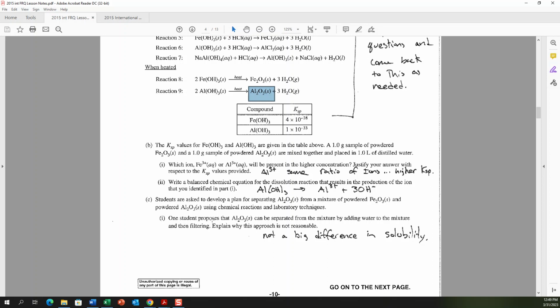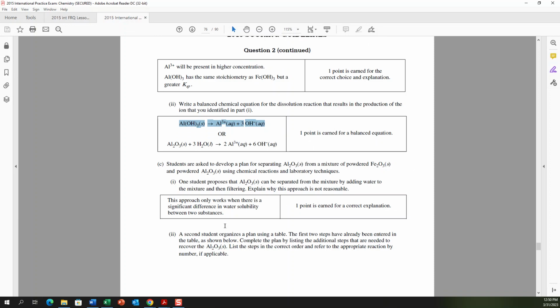But anyway, one student proposes that aluminum oxide can be separated from a mixture by adding water to the mixture and then filtering. Explain why this approach is not reasonable. This would only work if aluminum oxide was much more soluble than iron 3 oxide, but it's not. They are both very much insoluble compounds based on their KSPs. So that's not going to work. The approach only works when there is a significant difference in water solubility between the two substances. There you go.